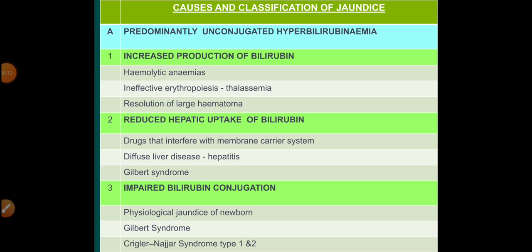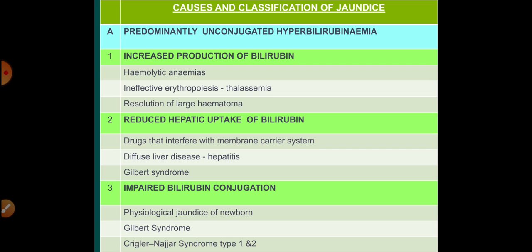The impaired bilirubin conjugation could be because of, as seen in physiological jaundice of newborn. In physiological jaundice of newborn, the liver is transiently immature, and the conjugation of the bilirubin is low because of low activity of uridine glucuronide transferase enzyme, and there is increased production of bilirubin due to increased hemolysis of the red blood cells in the newborn child.